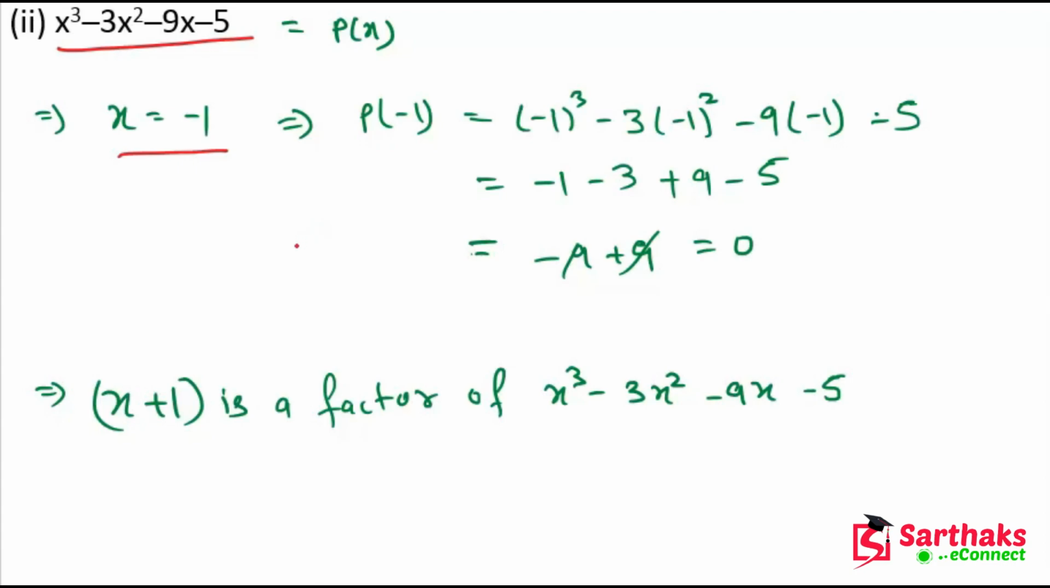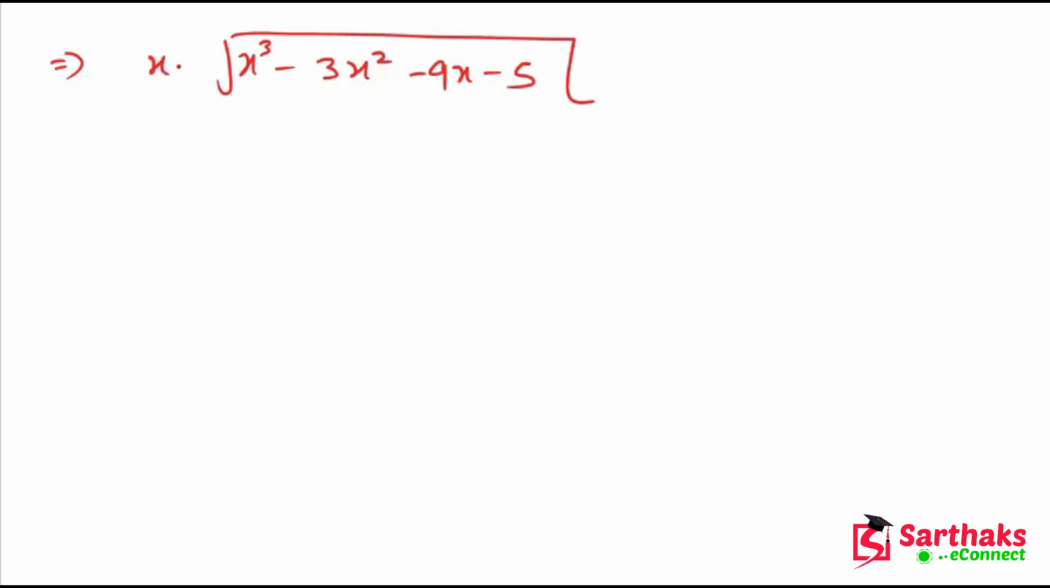Okay, so my dear friends, we have to check the values after putting them in. We have to check whether it is 0 or not. I hope my dear friends you get this point. So now we have x plus 1, which is a factor of x cube minus 3x square minus 9x minus 5. Now we have to divide it.